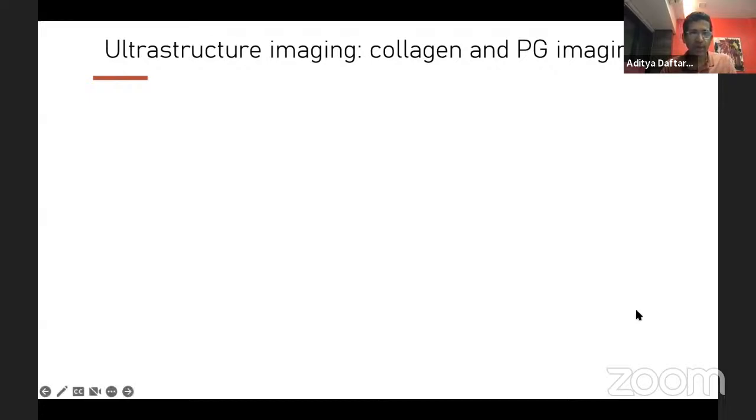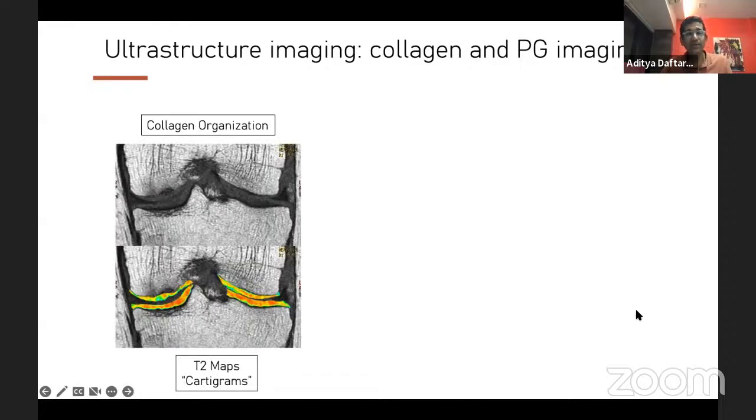Okay, so what are the ways in which we can look at this? One is we look at collagen organization. As I mentioned previously, if you have very well organized collagen, things will appear black. And if you have disordered collagen, things will appear gray. And as collagen gets more and more disorganized, it will move from gray to absolute bright signal. Now that can be expressed in a color scale by using different imaging sequences to give you what are called T2 maps. And this is what most of you refer to as cartograms. Okay, so this is one thing that we can do.